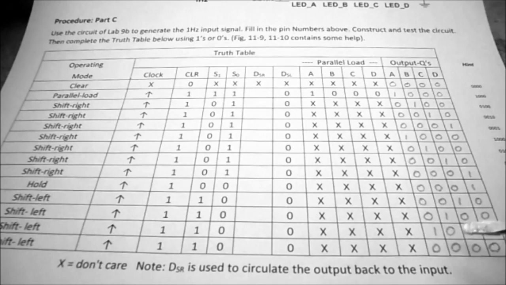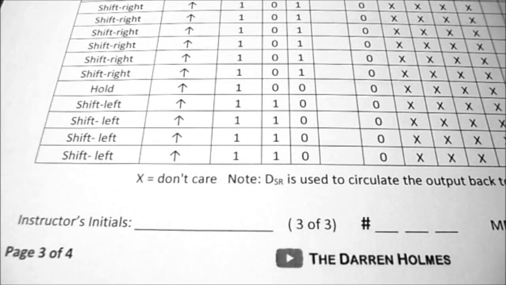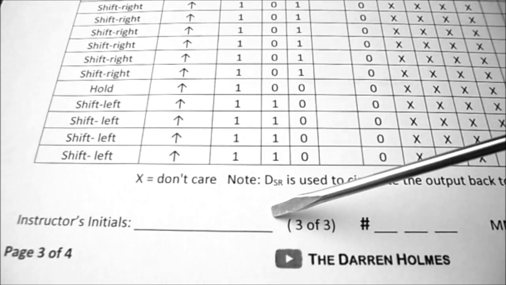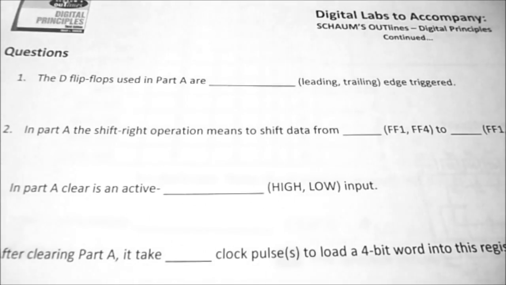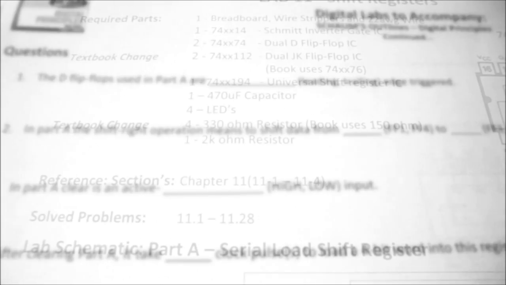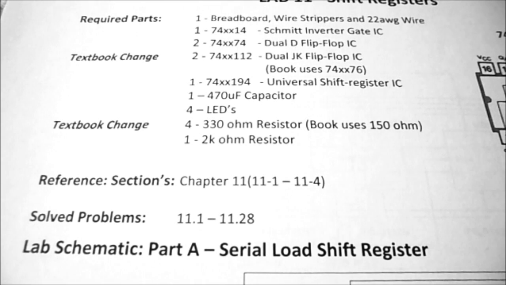Once you've wired up your third circuit and verified that it is working, demonstrate it to your instructor so they can initial it to indicate that it is complete. On the last page, we have 10 questions for you to answer and hand in. If you are looking for answers, open your textbook. Page 1 of this lab shows some hints, and here we can see we're looking to solve problems 11.1 to 11.28.